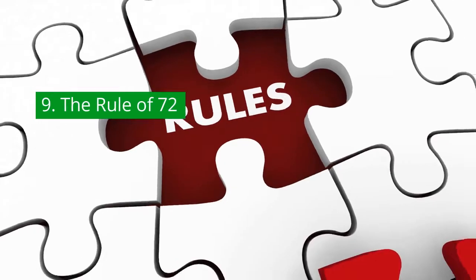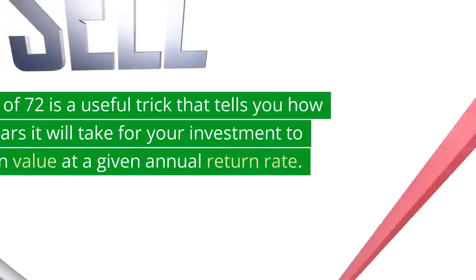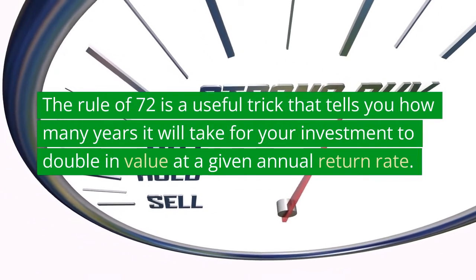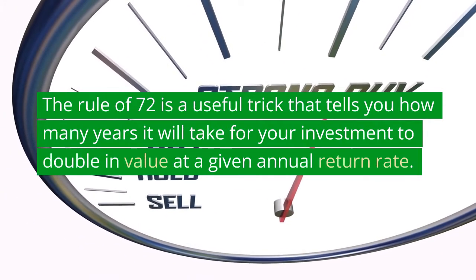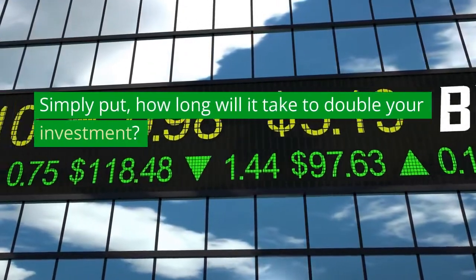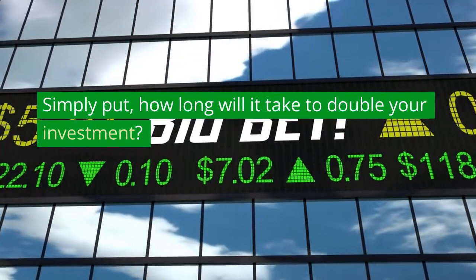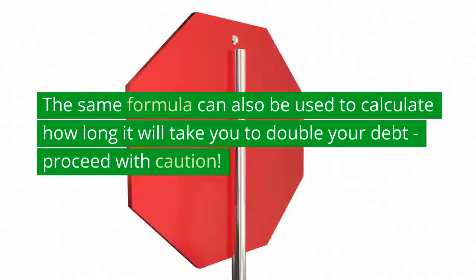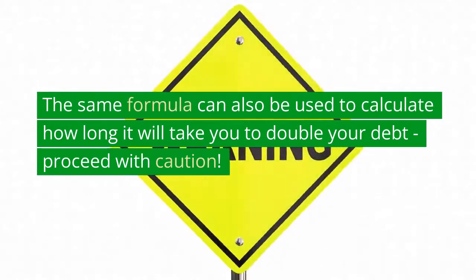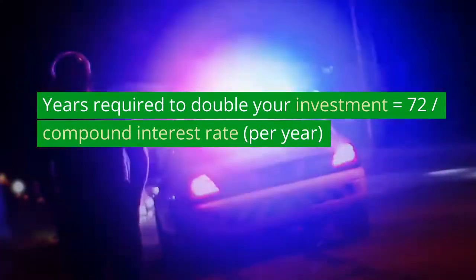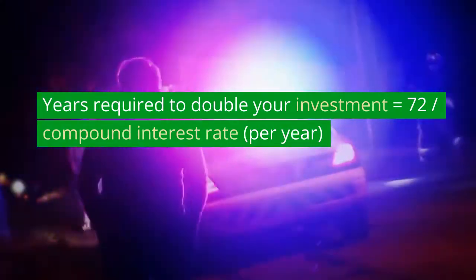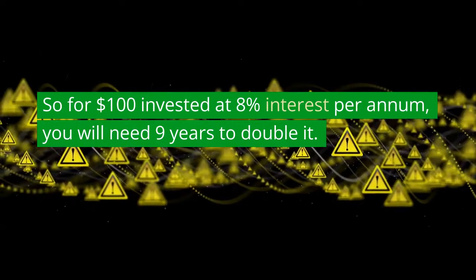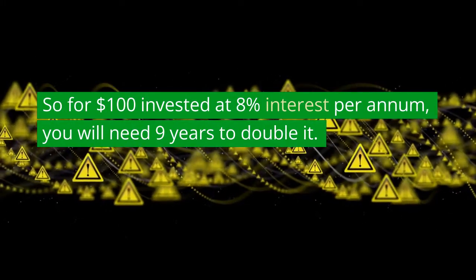9. The rule of 72. The rule of 72 is a useful trick that tells you how many years it will take for your investment to double in value at a given annual return rate. Simply put, how long will it take to double your investment? The same formula can also be used to calculate how long it will take you to double your debt. Proceed with caution. Years required to double your investment equals 72 divided by compound interest rate per year. So for $100 invested at 8% interest per annum, you will need 9 years to double it.